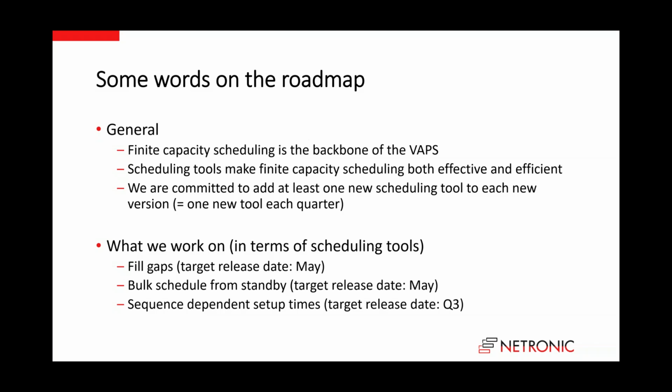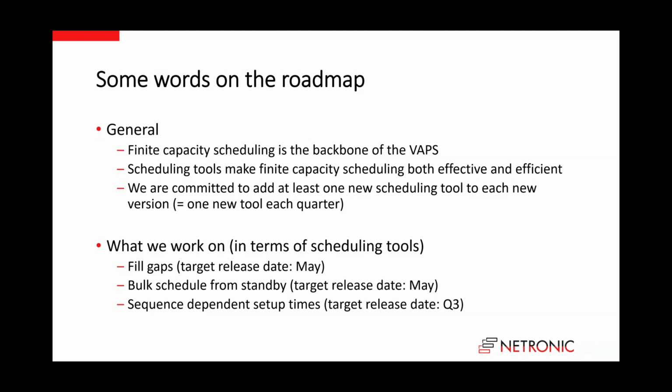And hence we are really committed to add at least one new scheduling tool to each new version that we ship on the VAPs, which means as we are committed to ship a new version of the VAPs every quarter, we will at least add one new scheduling instrument every quarter. Right now we are working on two tools with a target release date in May. The first is something that we call fill gaps. You saw that with finite capacity scheduling, you can have some gaps on the machine, so we will add some automatism that you can fill these gaps again.